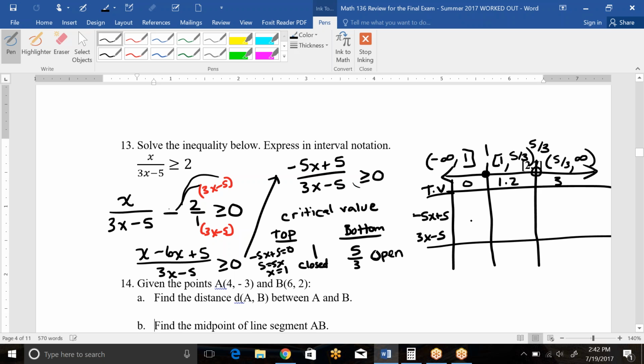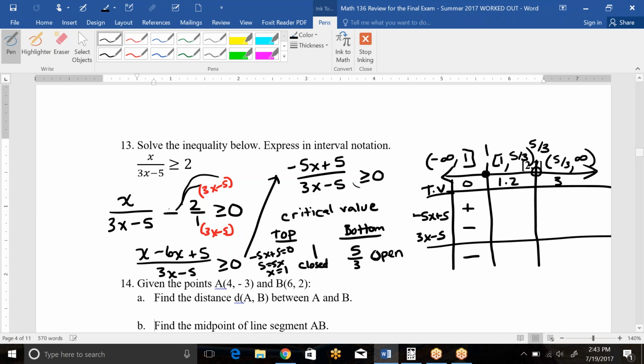Now, if you wanted to write down the actual work for all of these, you could, but you really only need to know the signs, because when you divide, positive divided by positive is positive, positive times negative or divided by negative is a negative. Those sign rules are the same for multiplication and division. So if we plug in 0, we get a +5, so that's a plus. We plug in 0 to the second one, we get -5, so that's a negative. A positive and a negative make a negative.